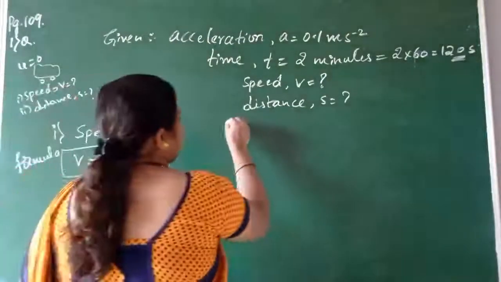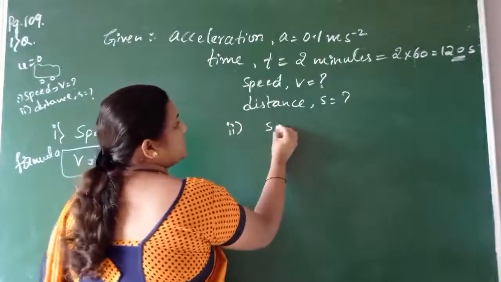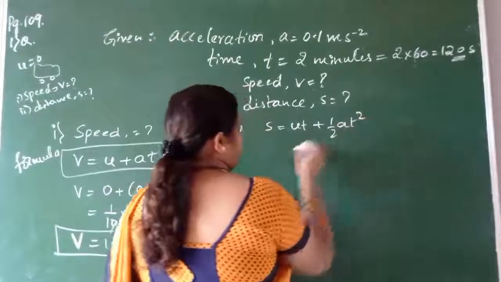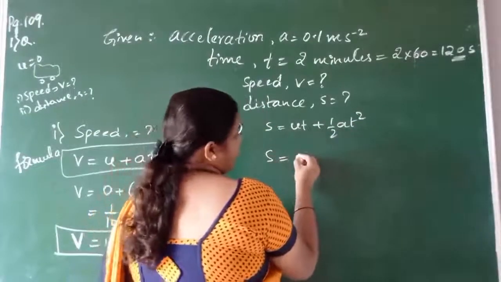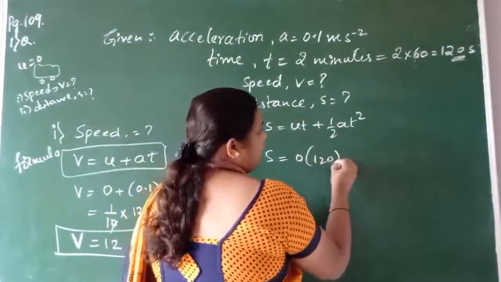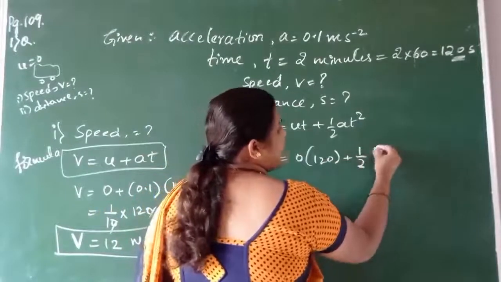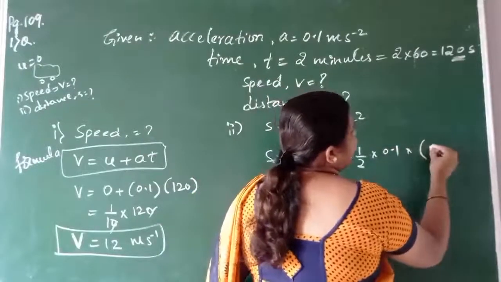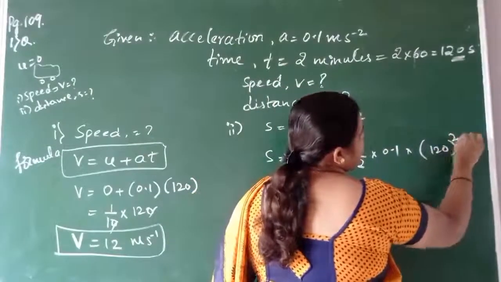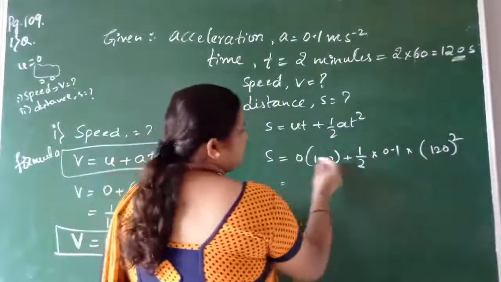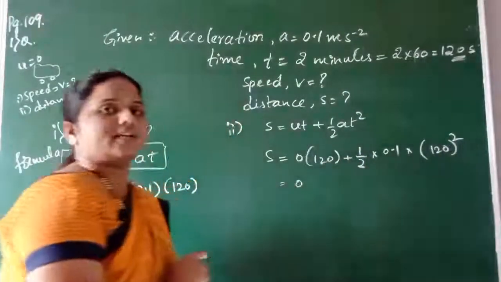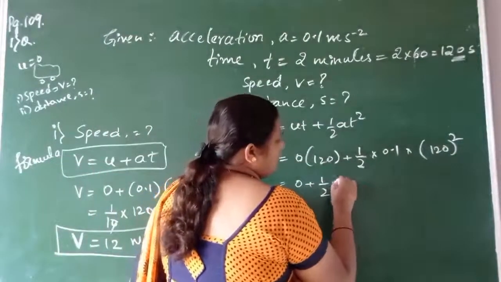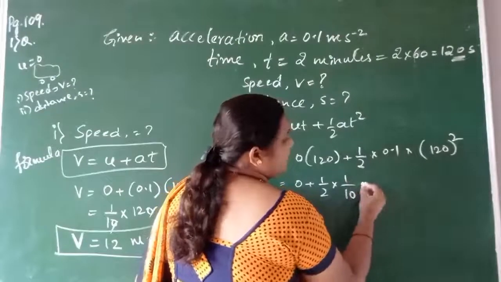And let us solve the second one with the help of the second equation, that is S is equal to UT plus half AT square. Now substitute values, children. U is 0, T is 120, then half, acceleration 0.1, into T, 120 whole square. Anything multiplied with 0 you will get 0. So write it the same: 1 by 2 into 1 divided by 10.